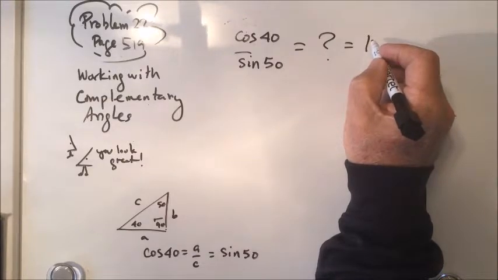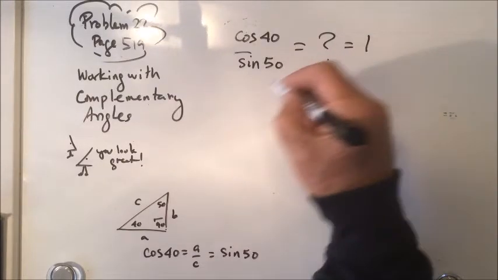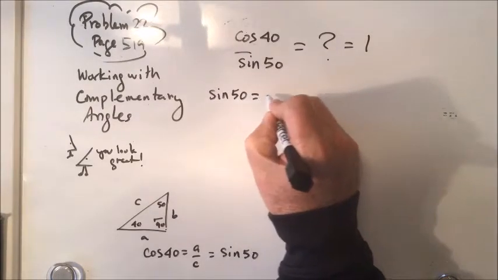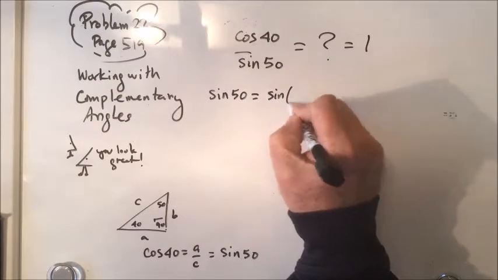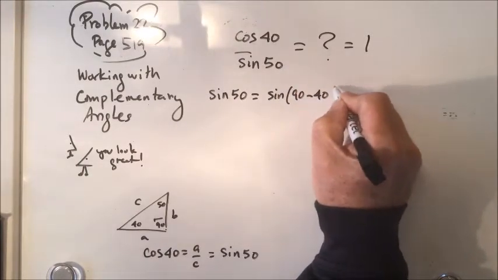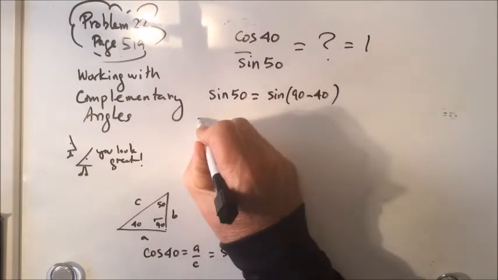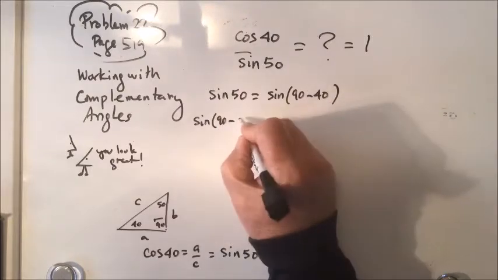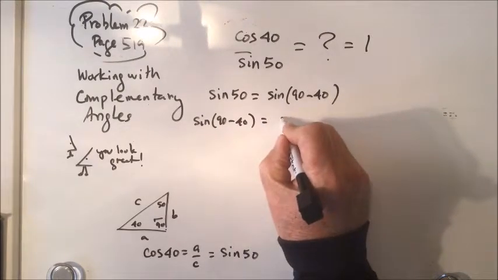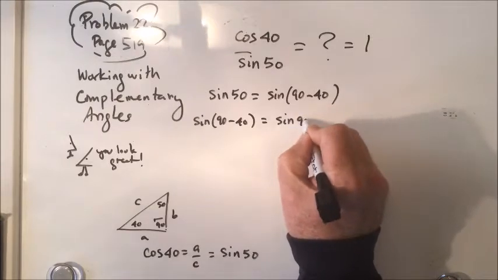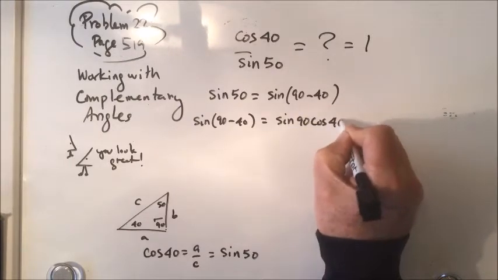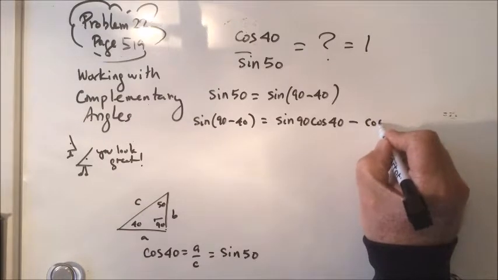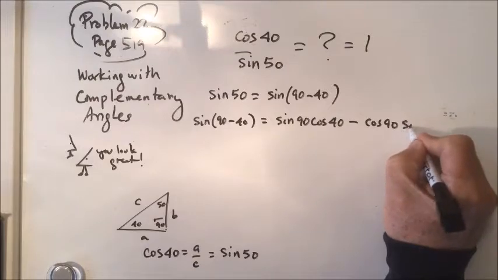Let me do this one another way this time. Let me call the sine of 50 equal to the sine of 90 minus 40, since I'm pretty sure 90 minus 40 is 50. And then let me say that the sine of 90 minus 40 is equal to the sine of 90 times the cosine of 40 minus cosine of 90 times sine of 40.